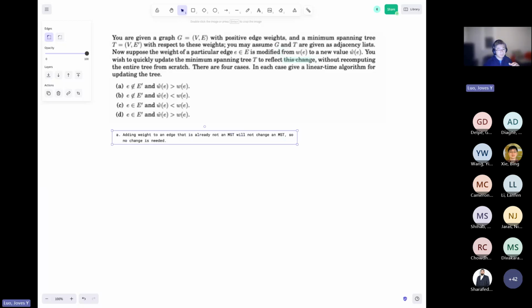All right. Part B says it is not part of the original MST. But now it's smaller. And this is important because this edge could be part of our MST, or it might not be part of our MST. So the question is, how do we figure this out?